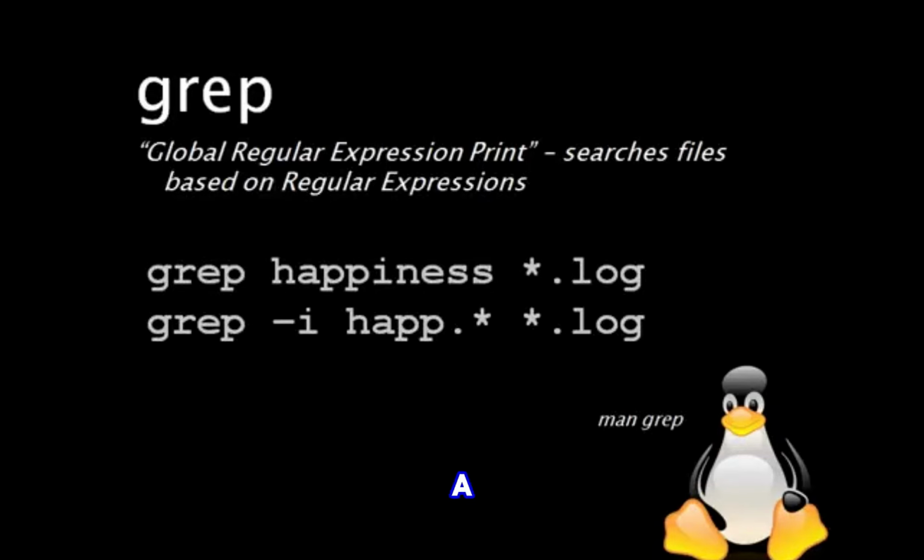So the next command is everyone's favorite, grep. And grep is a simple search using regular expressions over a system. So the first command you have here is grep, and I'm looking for the term happiness in all of the log files in my current directory. The next command there, I'm using the -i option, which means case insensitive. And I'm looking for words that start with HAPP. I'm looking in the log file.